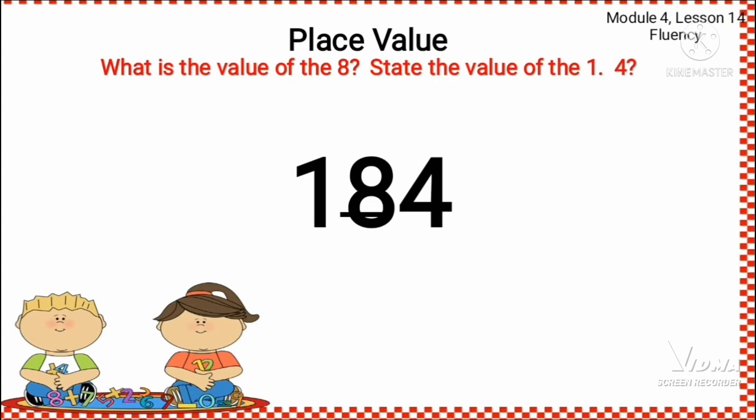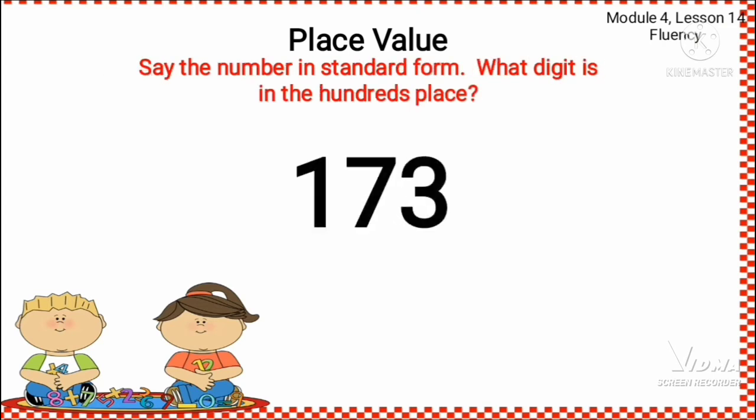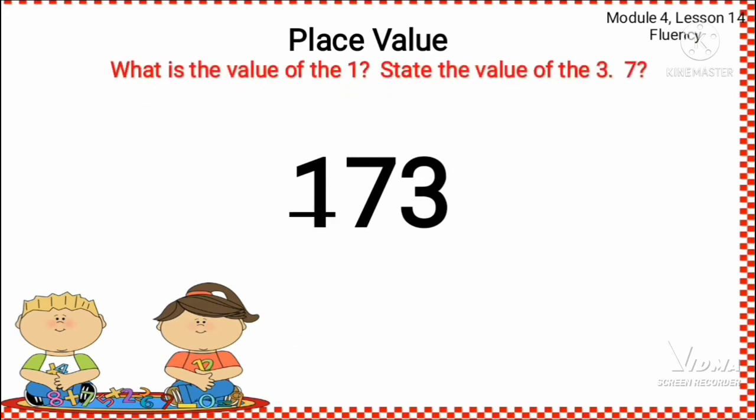Can you state the value of the 1 and 4? The 1 is 100. The 4 is 4 ones. 173. The digit in the hundreds place? 1. Correct. What is the value of the 1? 100. Can you state the value of the 3 and the 7? The 3 is 3 ones and the 7 is 7 tens.